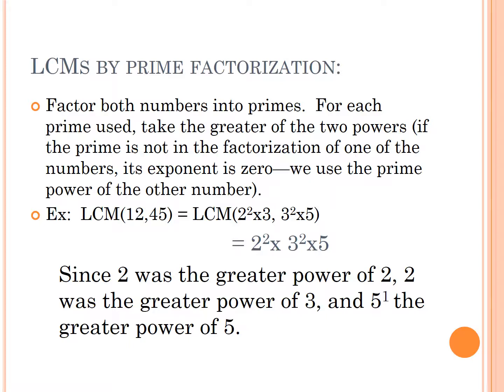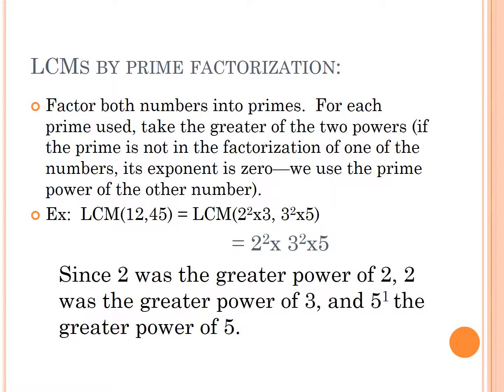Another way we can make a least common multiple or discover it is by factoring into primes. So factor both numbers into primes just like we did for the GCD. This time I am going to take the larger power of each prime. And so this time, if a number is a prime in one factorization and not the other, I definitely want to include it this time.